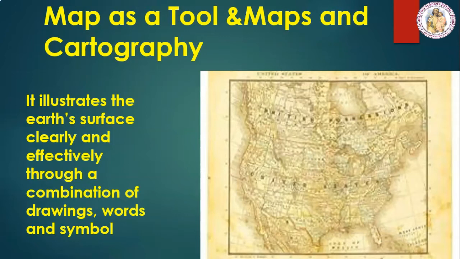Maps and cartography. A map is defined as a miniature image of the three-dimensional Earth's surface on a flat surface. A map can show the whole or a part of the world. Maps are drawn to a scale and direction. Maps have legends, that is keys, to explain the meaning of symbols and colors used on it. The art of map making is called cartography.